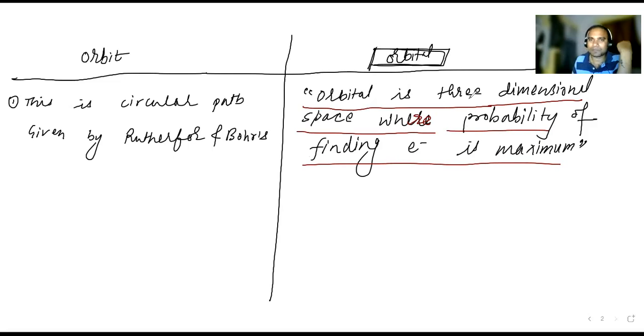Getting my point? Okay, so these are the first points. If I ask you how many types of orbits are there, circular orbits are there, but how are we denoting them?